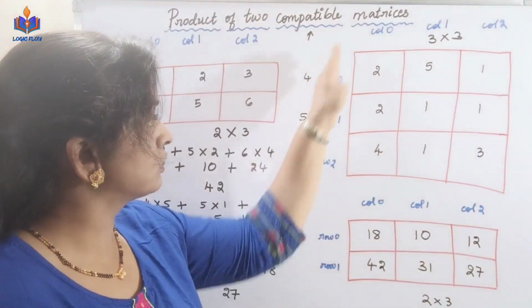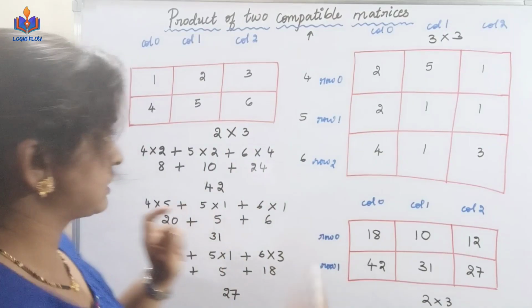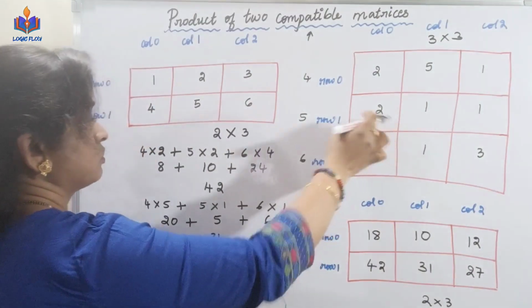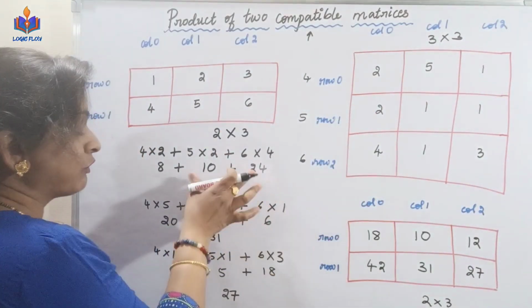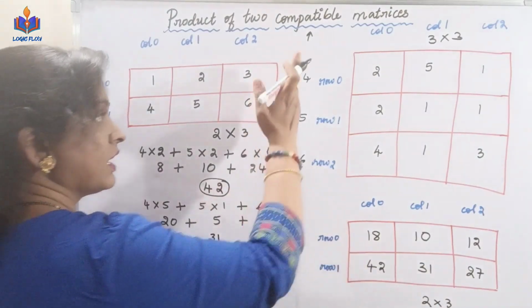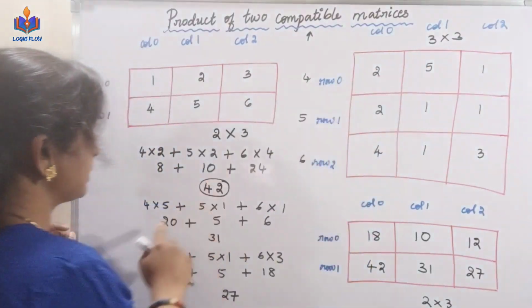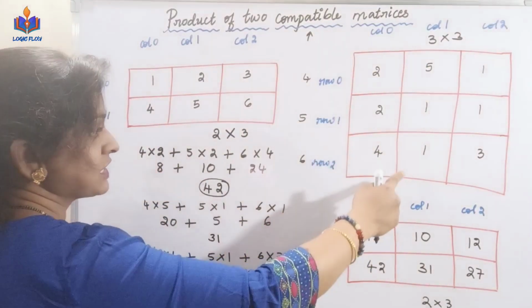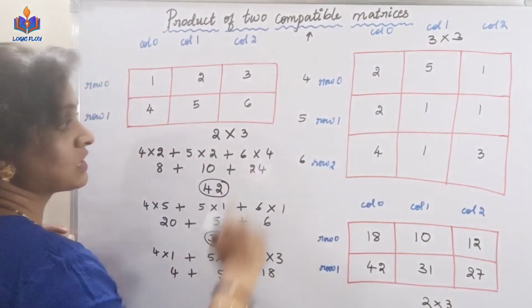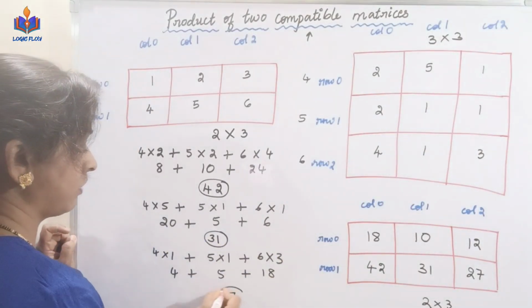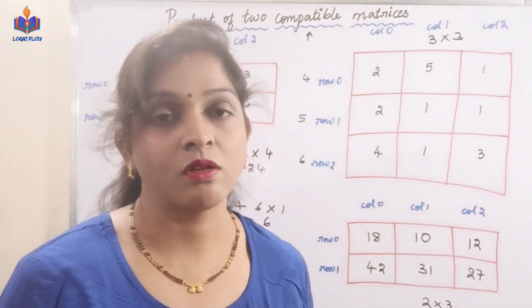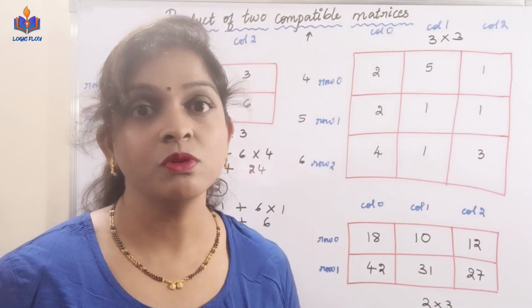When you bring the first row to the first column, you need to add up the values. See, for example, here it's the second row. So it is 4 into 2 plus 5 into 2 plus 6 into 4. That will be the complete value. That will go to one cell. Then again, the second row with the second column means it is 4 into 5 plus 5 into 1 plus 6 into 1. That is the next value. You need to multiply that. And again 4 into 1 plus 5 into 1 plus 6 into 3 becomes the next value, like that. So this is what we call the product, or multiplication, of two matrices.